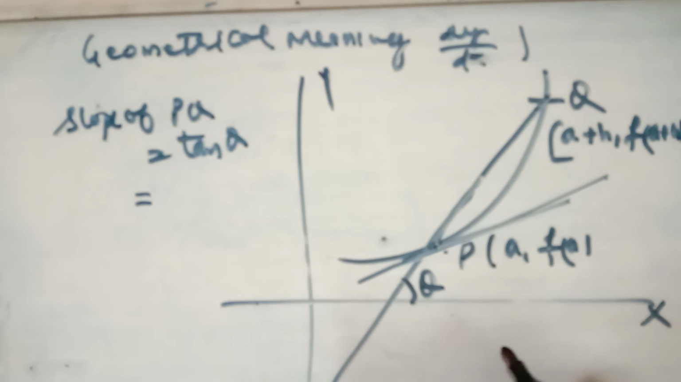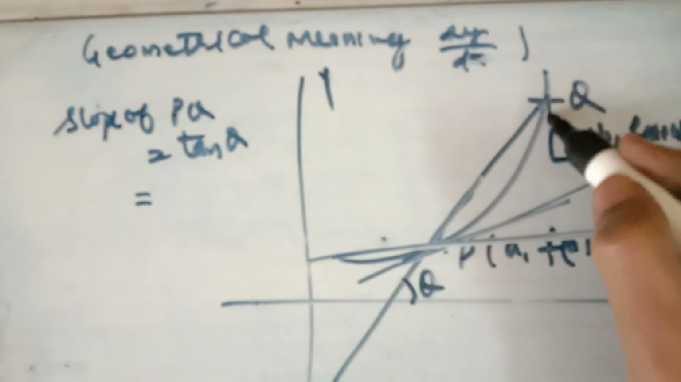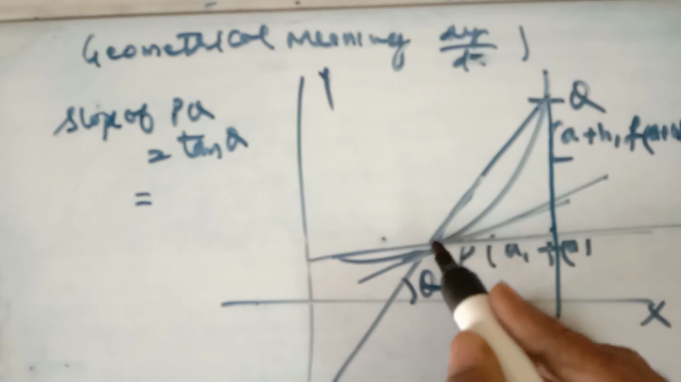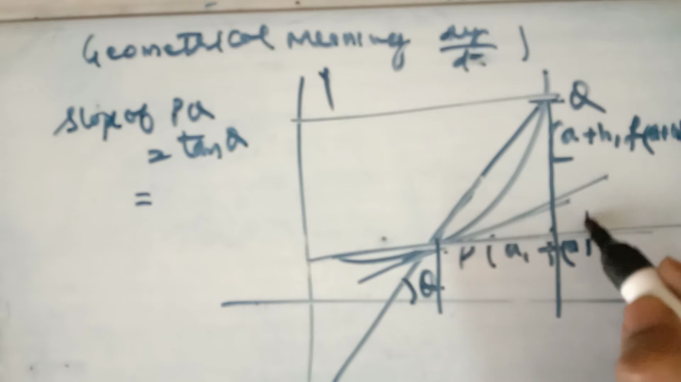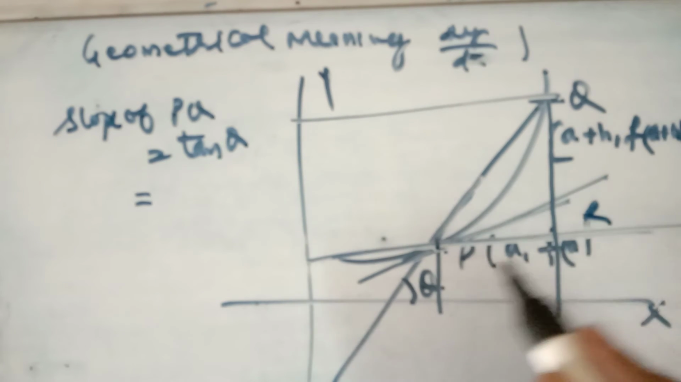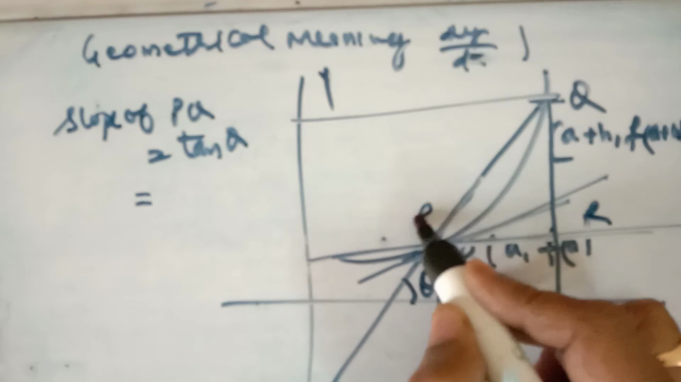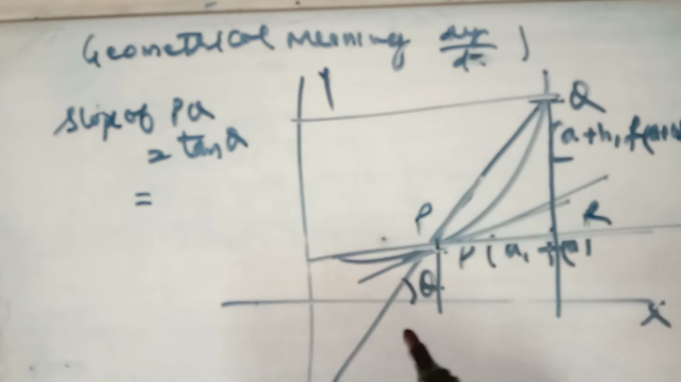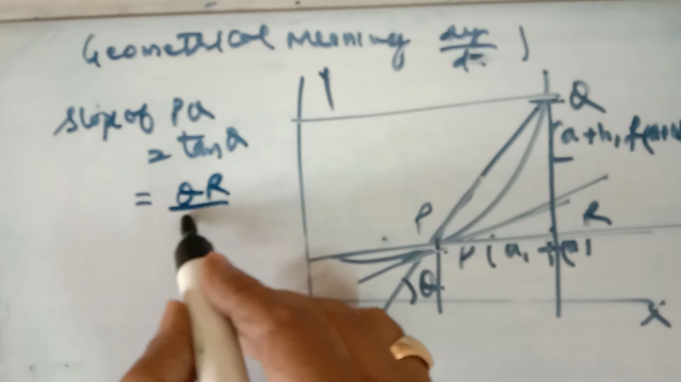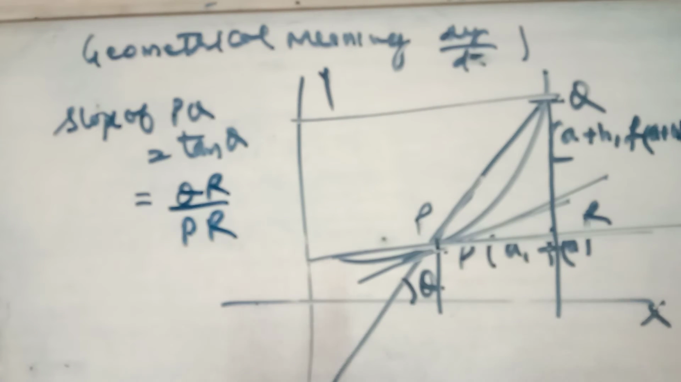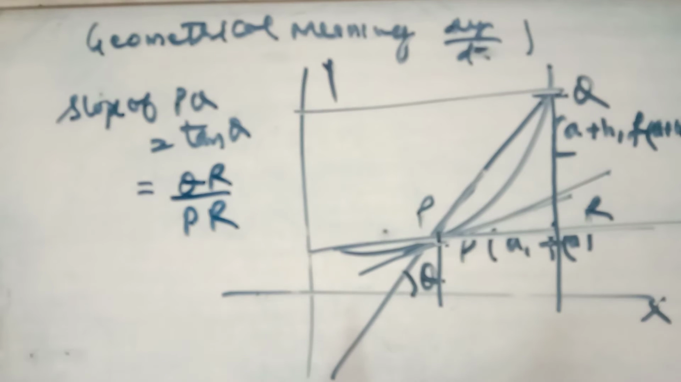QR upon PR. Now what are QR and PR? You draw a perpendicular here from the x-axis, like this. Let us call this point R, and this is Q. This is theta. So tan theta is equal to perpendicular upon base, that is QR upon PR, which is the slope of the secant PQ.